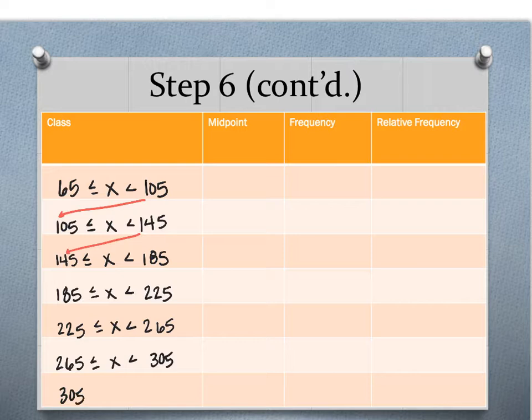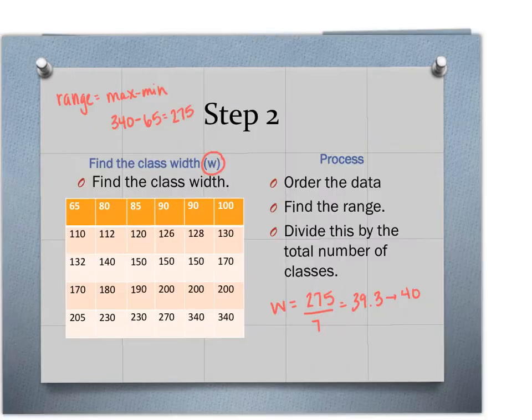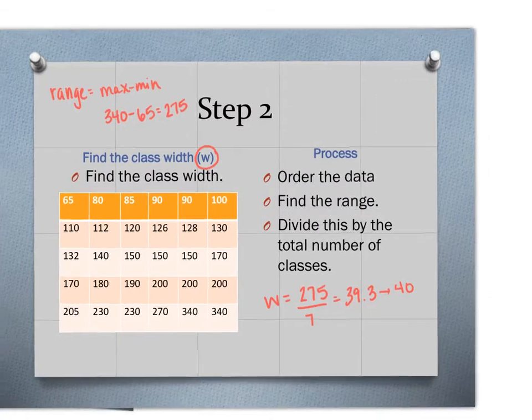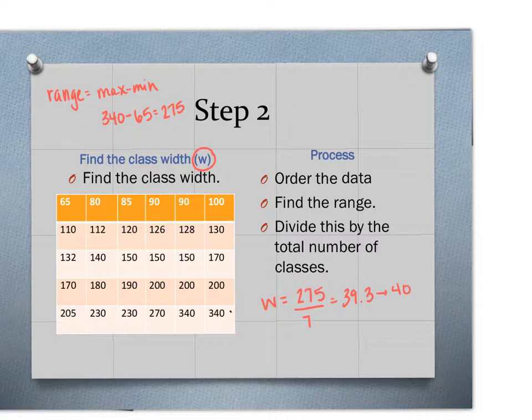Then the last class is 305 up to 345. Notice that the upper bound of your last class is 345. That means any value in your data set should be lower than this number. Notice that the largest value in our data set is 340, which means that it will fall inside of our highest class.